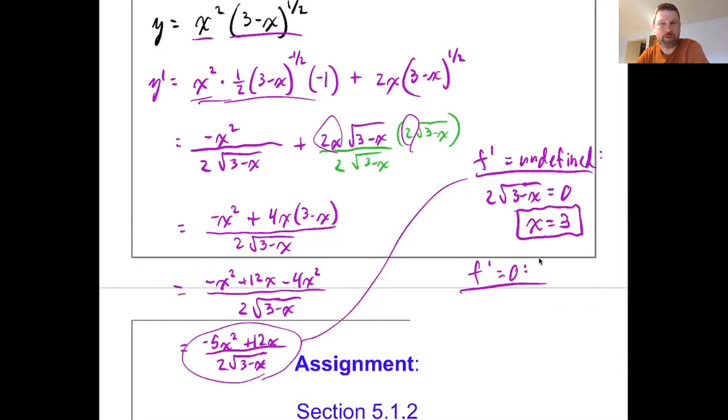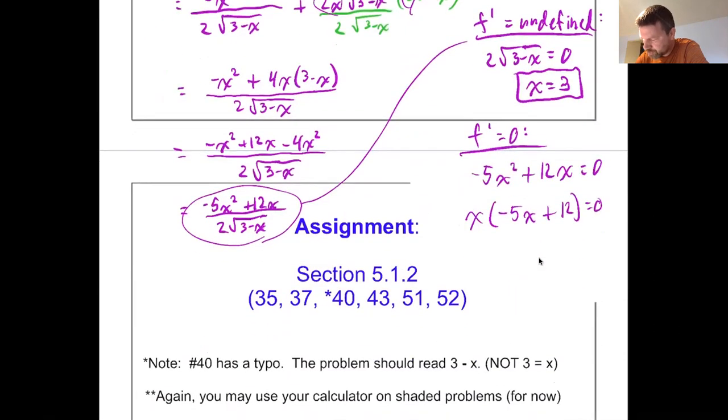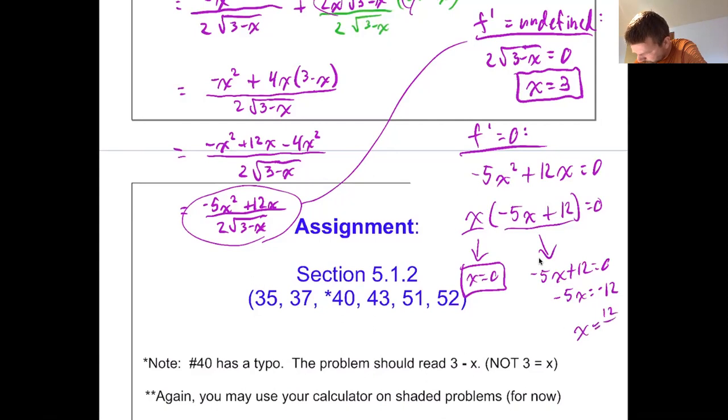All right, f prime would be equal to 0 whenever the numerator is 0. So whenever negative 5x squared plus 12x equals 0. We could factor an x out of there. That'd be x times negative 5x plus 12. And then it should be pretty easy to see that there's two things that could make this equal to 0. Either x is going to be equal to 0, or that's going to be equal to 0, which means negative 5x would equal negative 12, which means x equals 12/5.